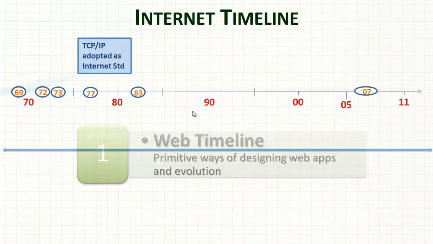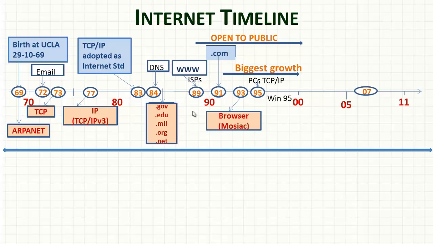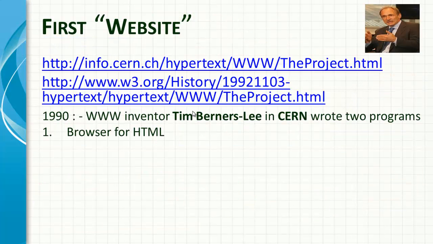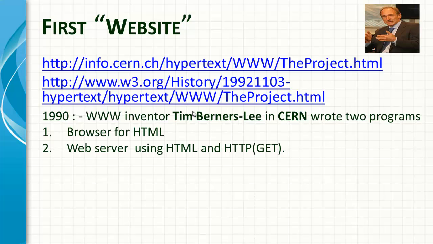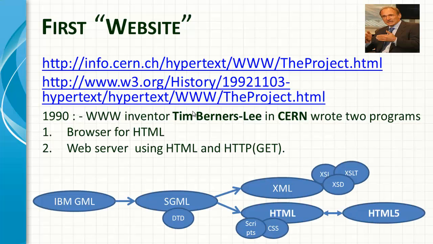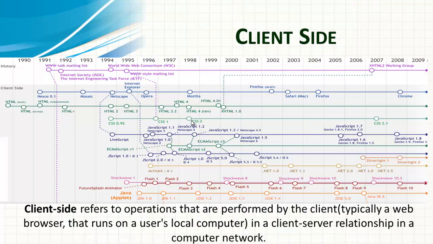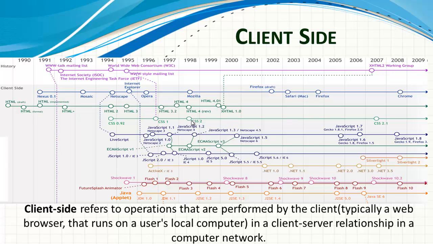Within the web, the different timelines that we discussed: the first was the internet timeline, where we discussed the evolution, the computer count, and the speed, and then we saw the first website, which was developed by Tim Berners-Lee, and he wrote the first HTTP protocol and HTML code along with the first web server. We also saw a little bit of background around HTML and XML. Then we saw the first browser. We also saw the commercial aspects of it, and then we started seeing the client-side technologies that evolved.